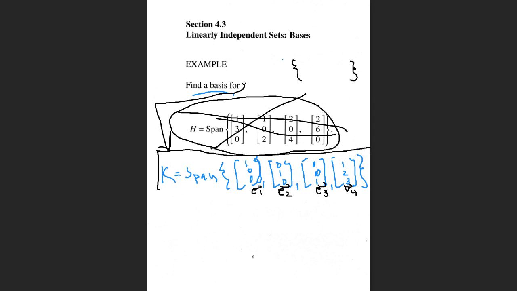That's right, Yasin. Excellent. E1, E2, and E3. It's obvious by observation that the first 3 vectors are linearly independent, and you only need 3 vectors. They live in R3, and you only need 3 vectors to span 3-dimensional space. So that would be your basis for this space K. And by the way, this space K is equal to R3, right? The span of those four vectors is just R3.